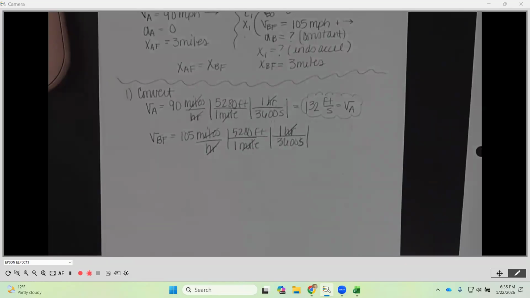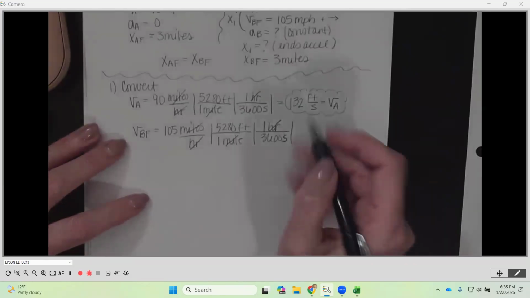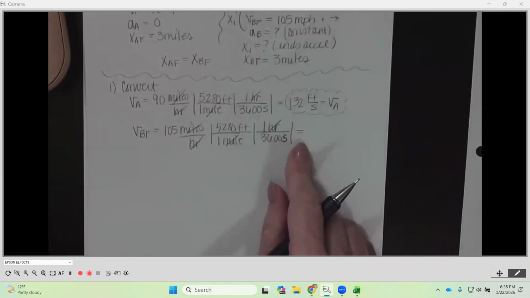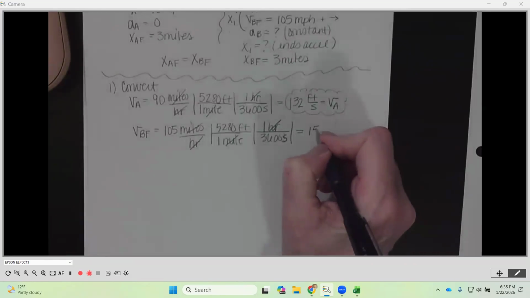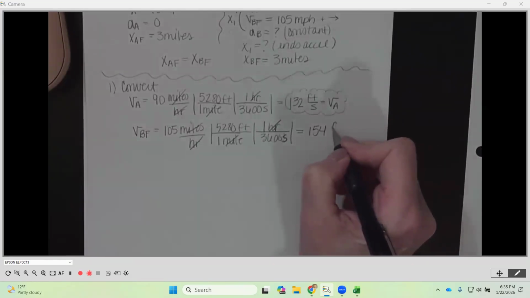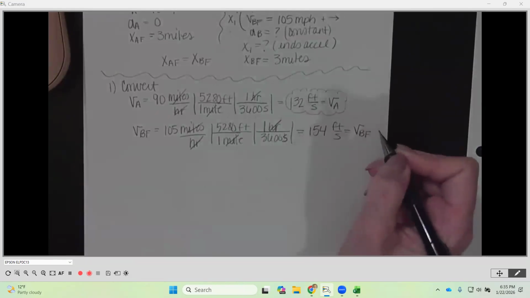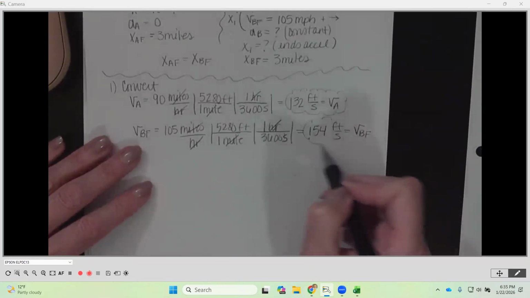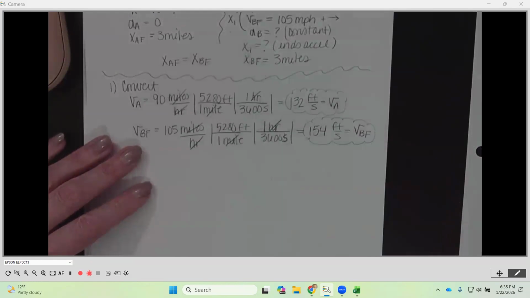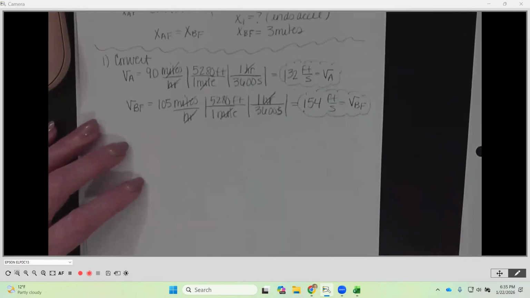Because if you don't cancel it out, you don't know what's left over. So I will be watching for that in your calculations. So for this one, what do we get? 154 feet per second. I did. Okay, perfect. Anybody else as a confirmation? I'm pretty confident. I did too. You got it too? Awesome.